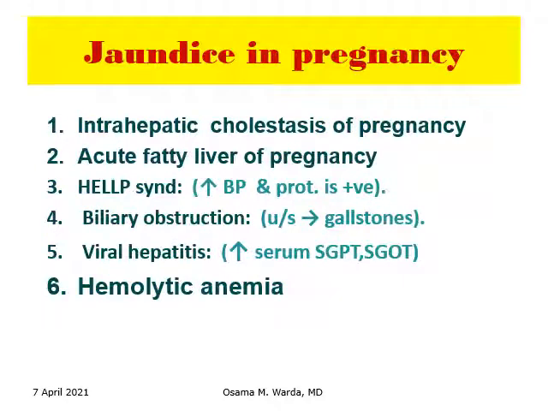Jaundice in pregnancy may be due to intrahepatic cholestasis of pregnancy, acute fatty liver of pregnancy, HELLP syndrome with increased blood pressure and protein in urine, biliary obstruction accidentally due to gallstones, viral hepatitis, acute viral hepatitis with increased enzymes, and it may be due to hemolytic anemias.